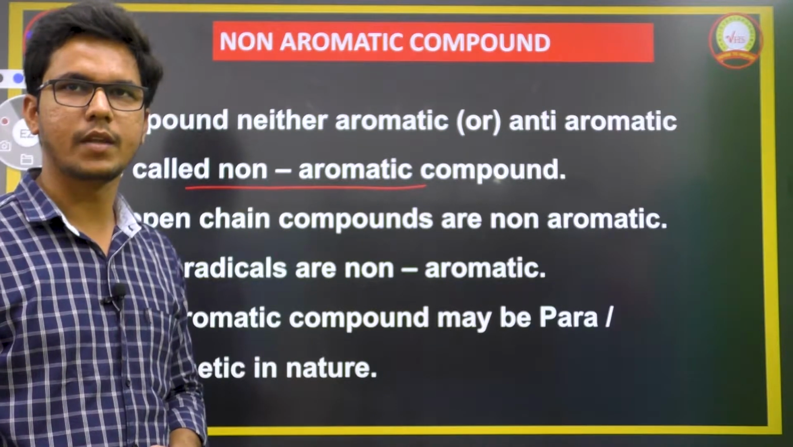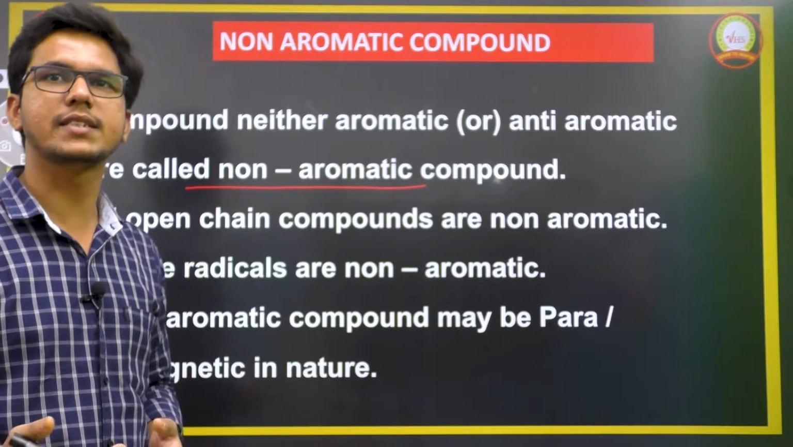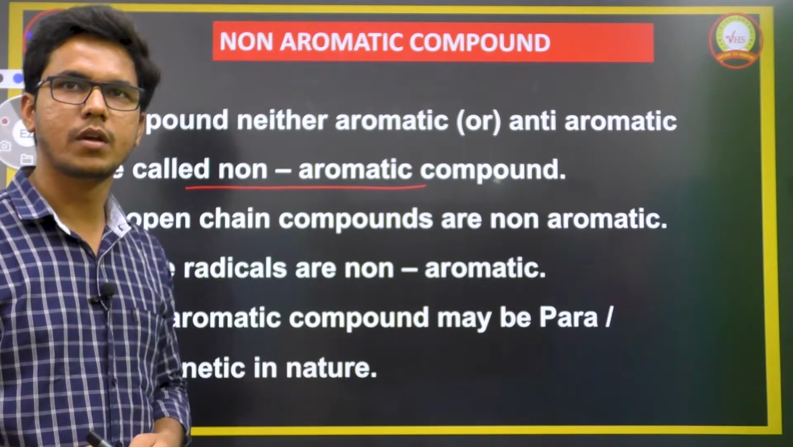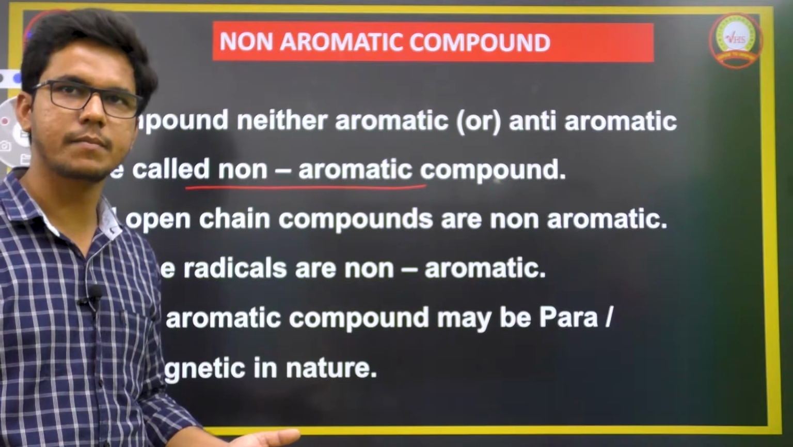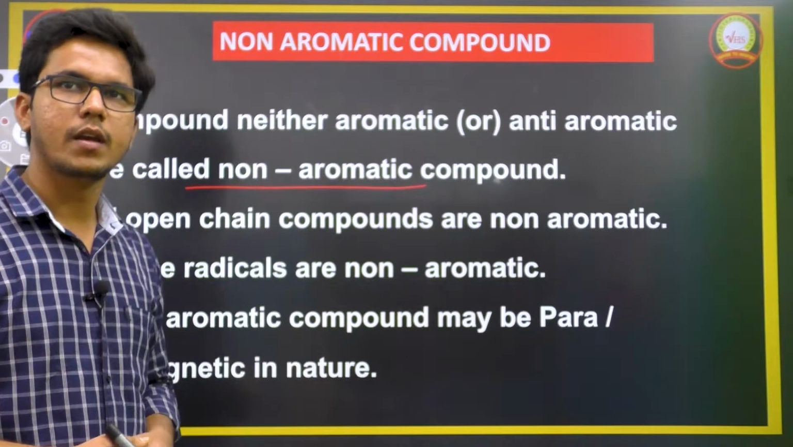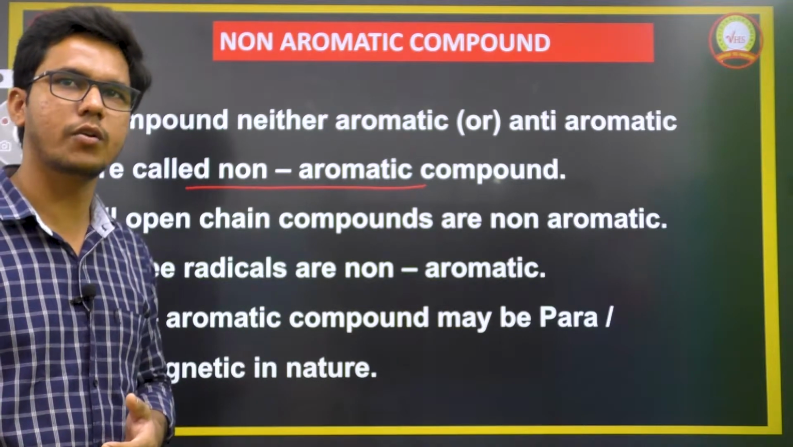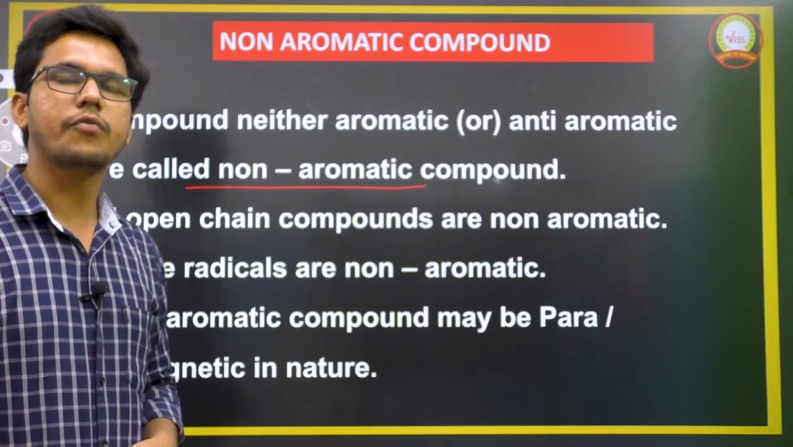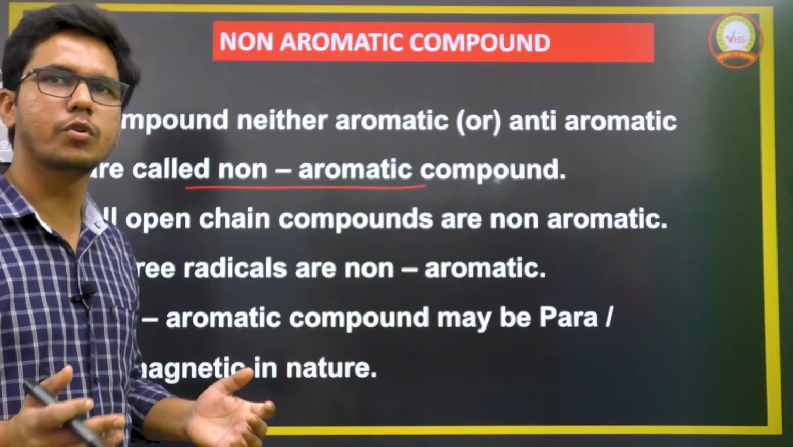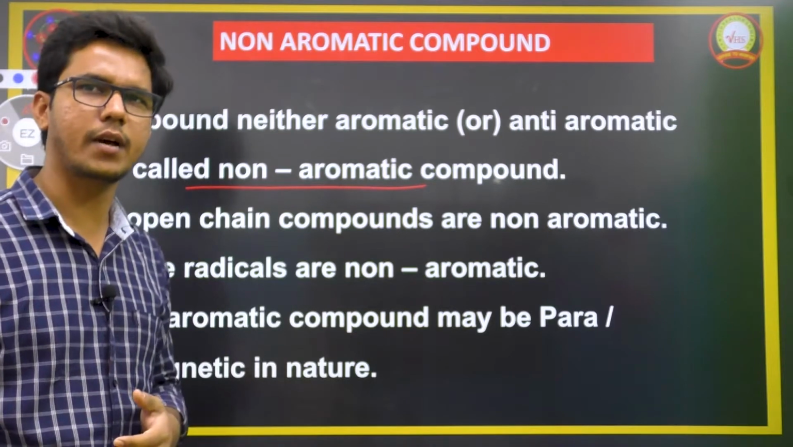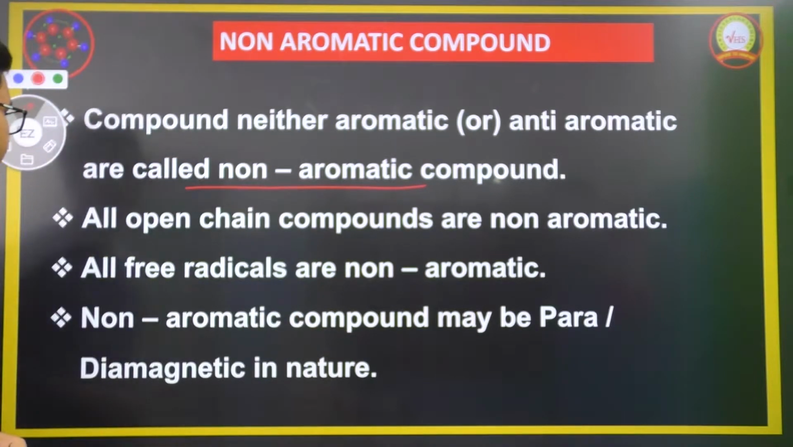In the previous discussion, the first point was that it should be a cyclic compound, right? If it is not cyclic, it is non-aromatic. Though cyclic, if it is not planar, it is a non-aromatic compound. Though it is planar, if it doesn't possess a 4n plus 2 or 4n pi electron system, it is non-aromatic. If everything is there but there is no delocalization, it is non-aromatic. If a compound doesn't possess any of those aromatic or anti-aromatic conditions, it comes under non-aromatic.